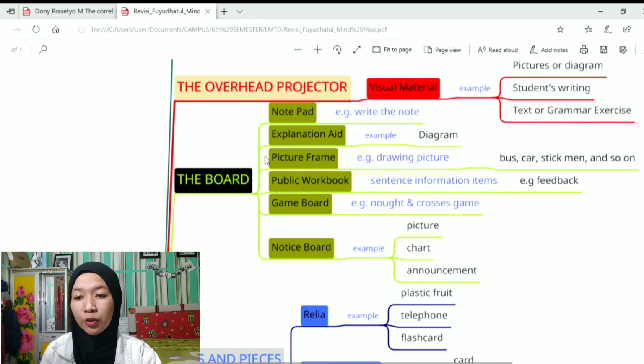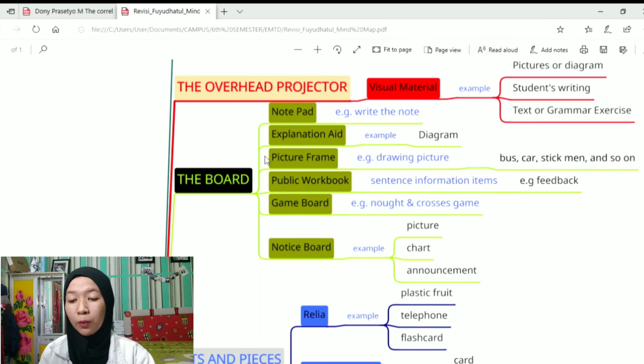And the third is picture frame. The board can be used for drawing pictures for teachers who have artistic ability. But if the teachers don't have artistic ability, they can draw an emoticon, smile or maybe angry or sad. Next is public workbook.